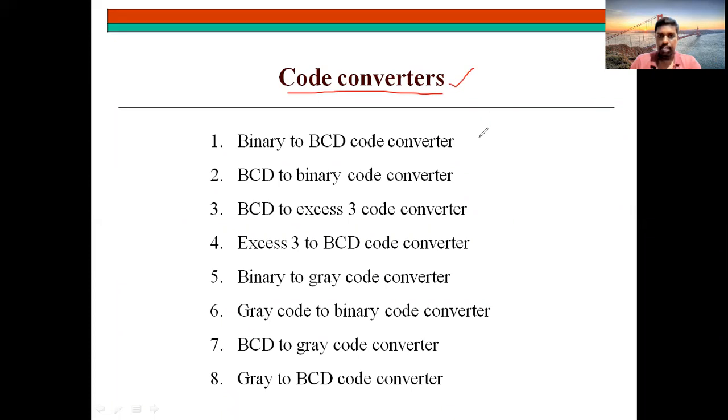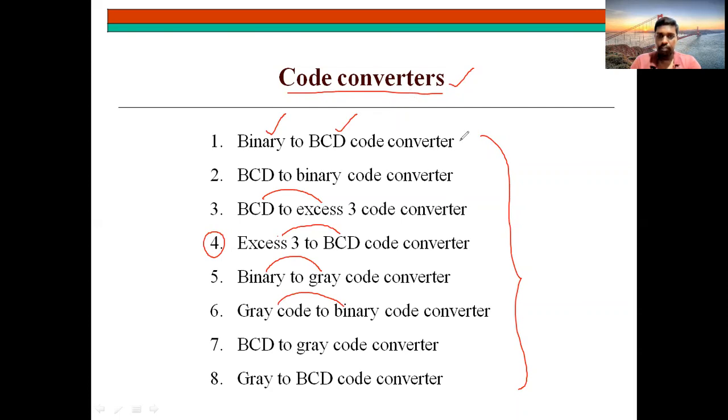Okay, so we generally have these 8 types of converters, and these converters are nothing but combinational circuits which will convert one type of code into other type of code. Suppose if you take this as your example, this circuit will convert XS3 code into BCD code. This will convert BCD into XS3 code. This will convert binary into gray code, and gray into binary code. Like that, we have the method of conversion from one code to other.